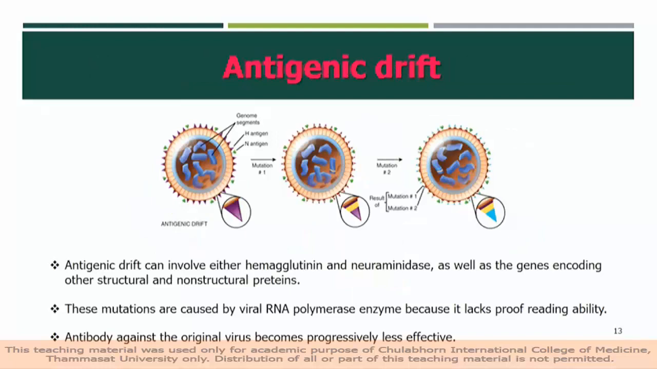Okay, this is more detail about antigenic drift. Antigenic drift can involve either HA and NA proteins as well as the genes encoding other structural and non-structural proteins. These mutations are caused by the viral RNA polymerase enzyme because it lacks proofreading activity, like I already mentioned. Antibodies against the original virus become progressively less effective.